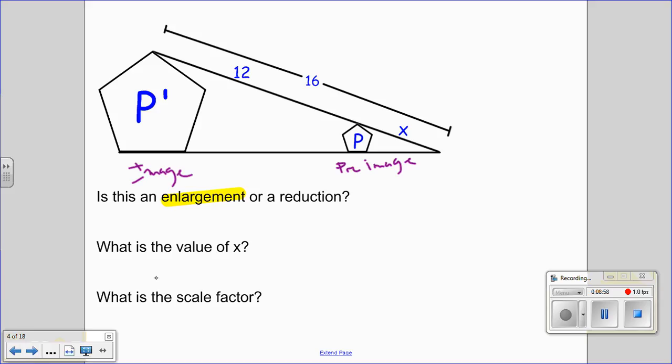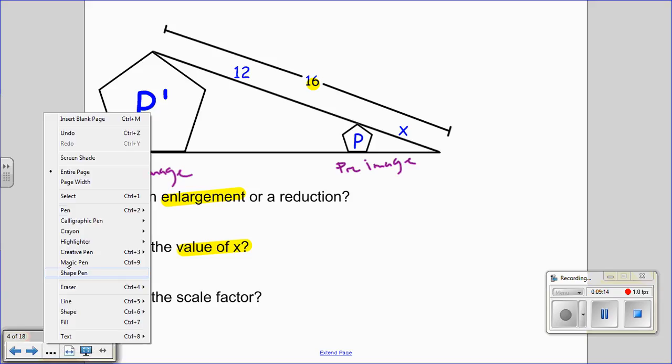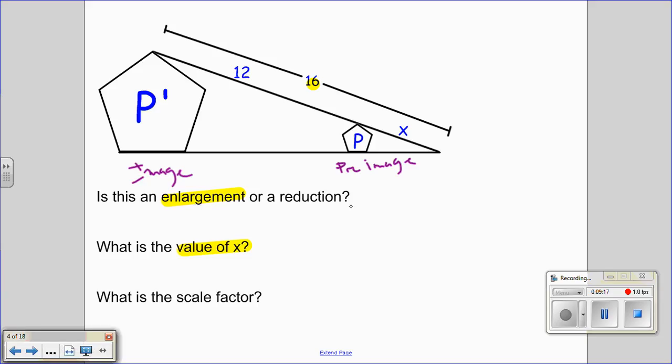Now it wants to know what is the value of x. Well, when I look at the total distance of this side here, it is 16. And I already know there's 12 of it right here. So that means x has to be 4, because 4 plus 12 would give you 16.